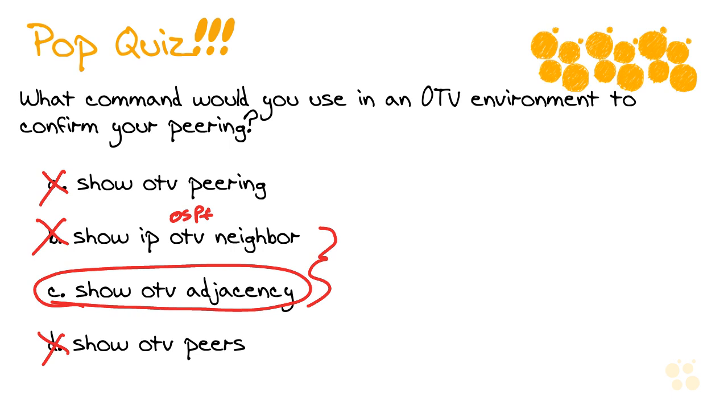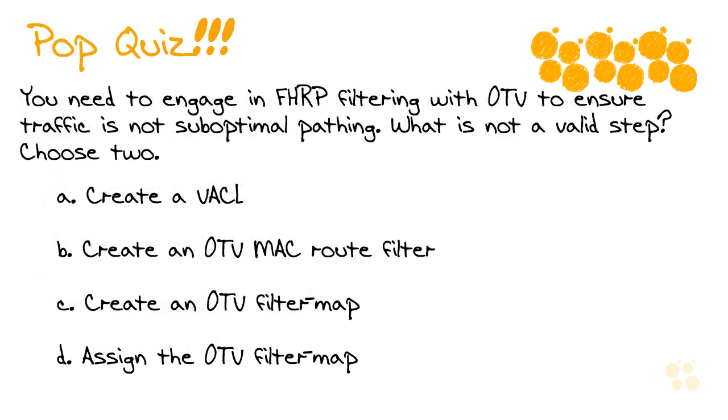If we don't have the multicast enabled cloud, we do have the ability, of course, to statically define our OTV peerings. All right, and finally, you need to engage in first hop reachability protocol filtering with OTV to ensure traffic is not suboptimal pathing. What is not a valid step? Choose 2. Create a VACL, create an OTV MAC route filter, create an OTV filter map, assign the OTV filter map.